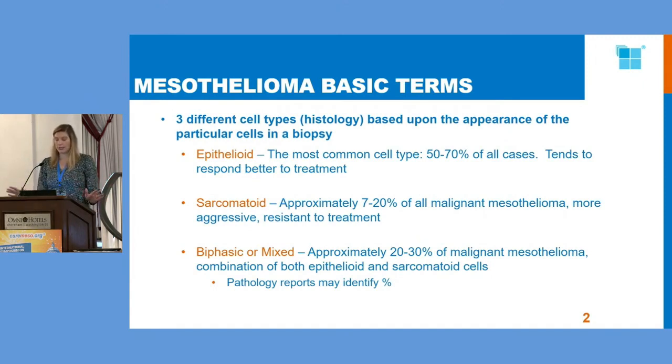So epithelioid is the most common type. It is about 50 to 70% of all cases. It tends to respond better to treatment. Sarcomatoid occurs in about 7 to 20% of all cases. This is more aggressive and more resistant to treatment. Biphasic or mixed is about 20 to 30% of cases, and this is a combination of both epithelioid and sarcomatoid. And the pathology reports may actually give you a percentage of which is the more dominant histology.